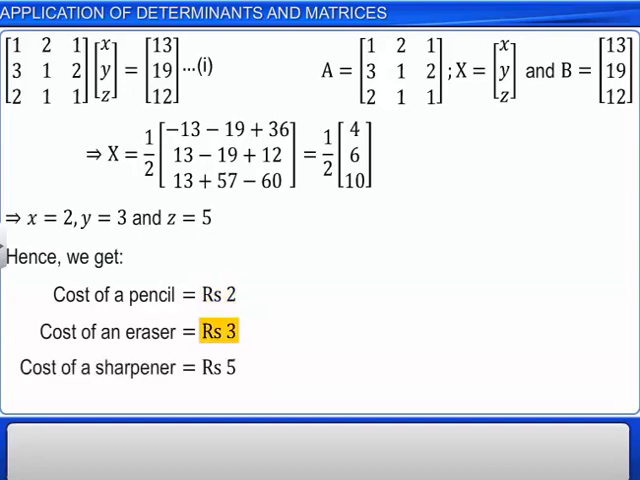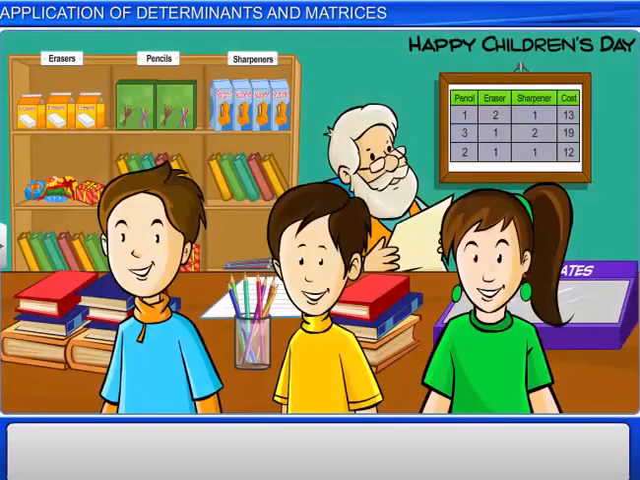After calculating the cost of each article, Ryan feels quite happy. He bought some pencils, erasers and sharpeners.